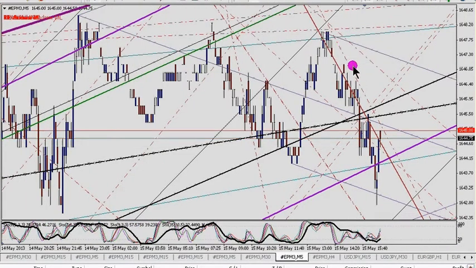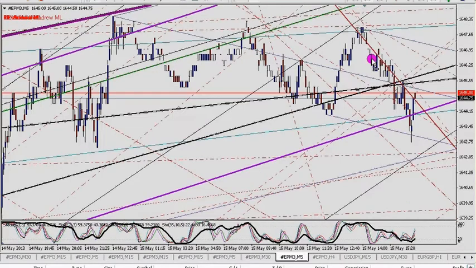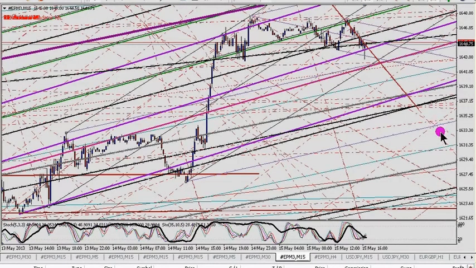Let's have a look at it. The 60-minute, we're bang over it. There it is, its tail down here. Again, it will automatically pop back. There it goes.